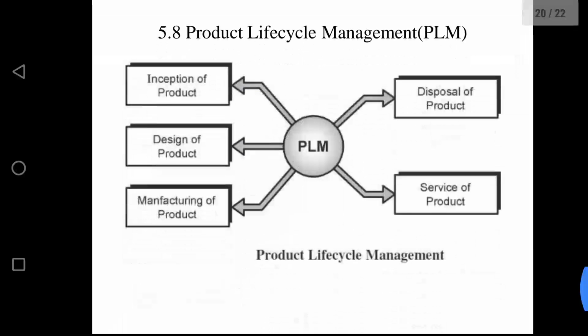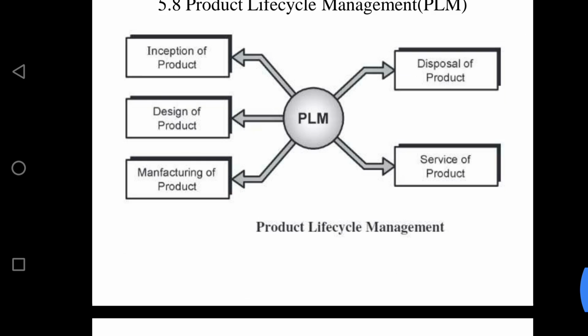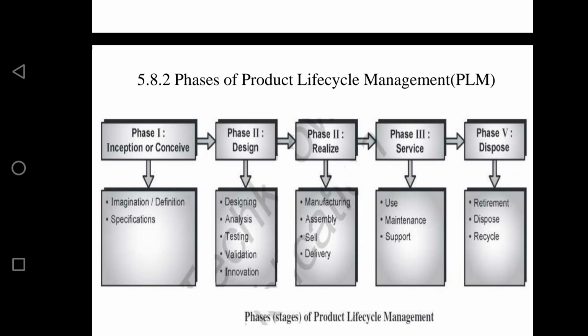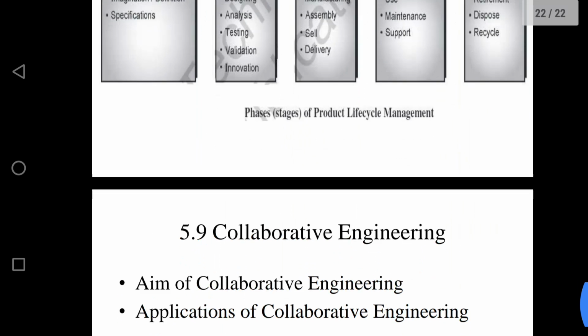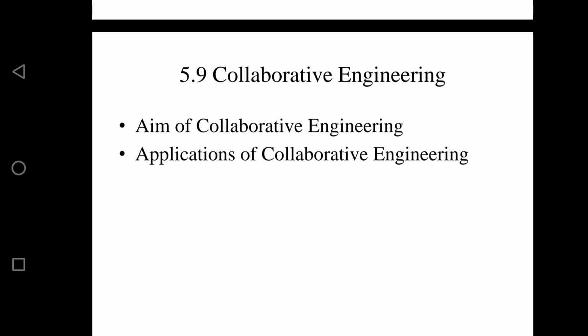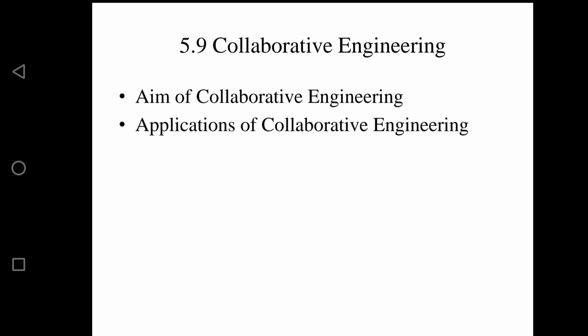Then we had product lifecycle management, the second part of your fifth unit. We came to know what are the different phases of the product lifecycle management. Then finally the collaborative engineering. So this completes your fifth unit. Okay, simple. We don't have any numerical part in your fifth unit. We have only theoretical part in your fifth unit. So in the next video lecture, we are going to start your sixth unit, that is automation and robotics. Okay.